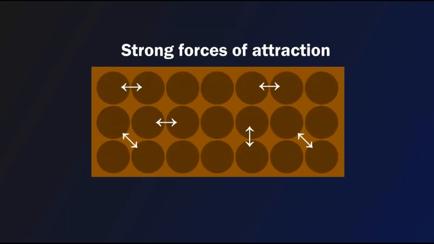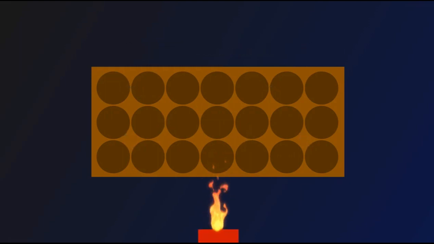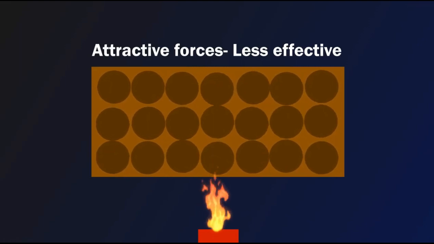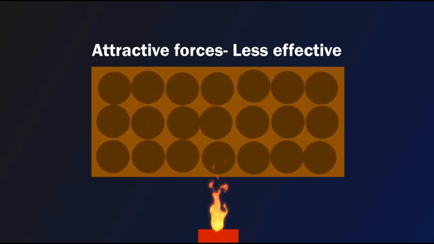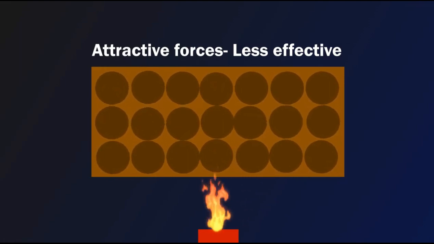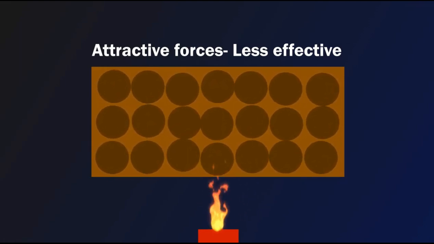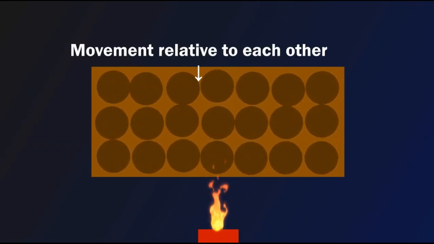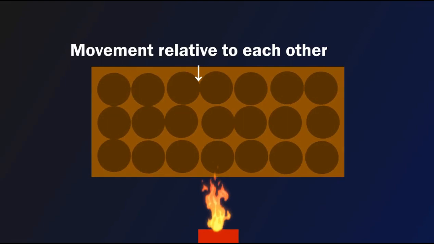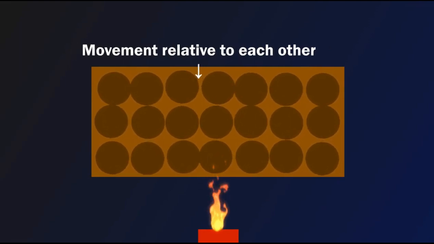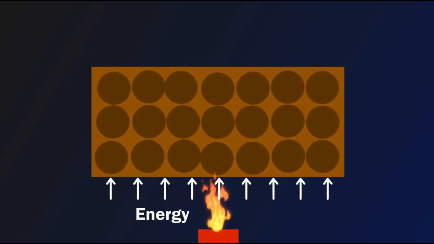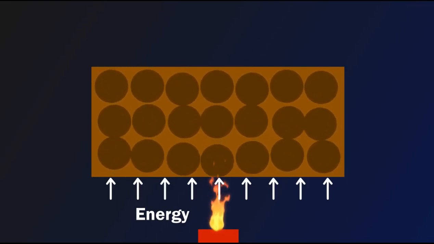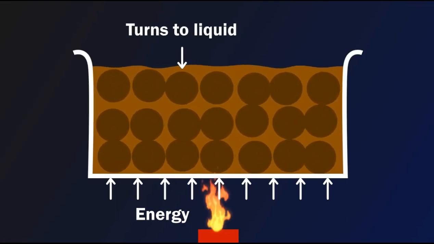We know that in solids, there is a strong attractive force between molecules. As we heat the solid, this attractive force becomes less effective because of increased vibration of molecules due to heat energy. As the attractive force becomes less and less effective, movement of particles relative to each other starts. Addition of more and more energy results in more and more movements, and the solid starts converting to liquid.